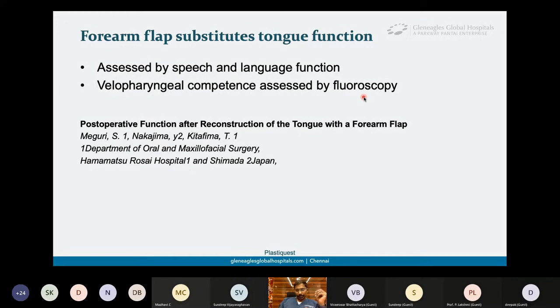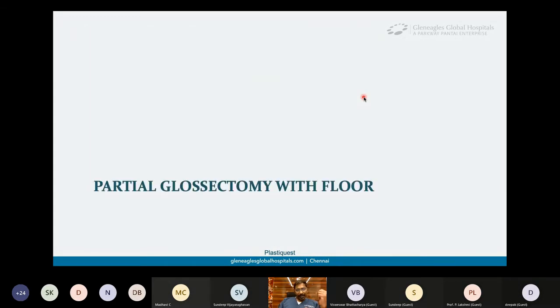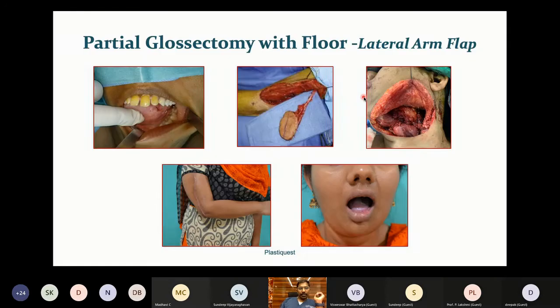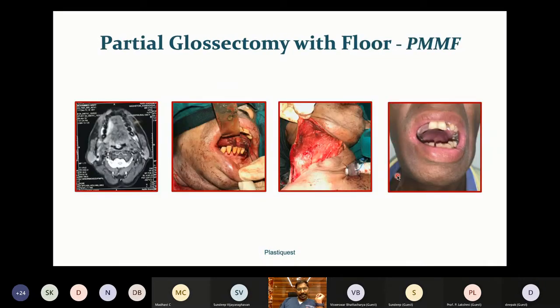And again, studies show that in partial glossectomy, a radial forearm flap gives one of the best results for swallowing and language. When a partial glossectomy involves the floor, we need a little more bulk. So this is a case of a female patient with a floor defect. We need a lateral arm flap; the bulk is definitely better than a radial forearm and is able to fill the bulk in the floor. And this is again a case of a small floor defect.